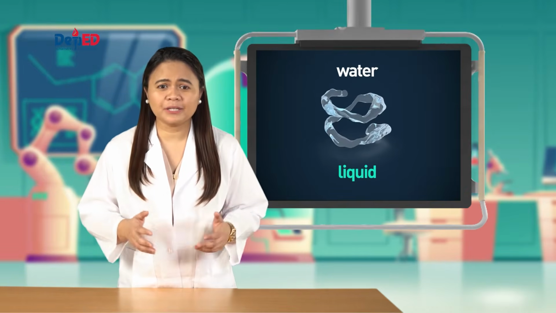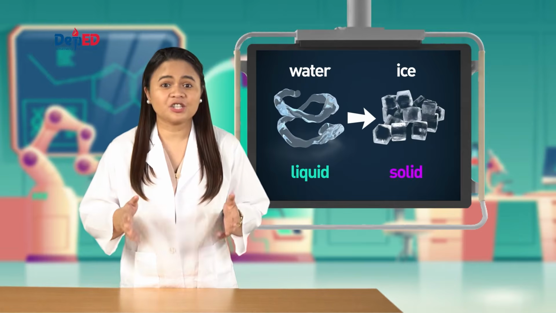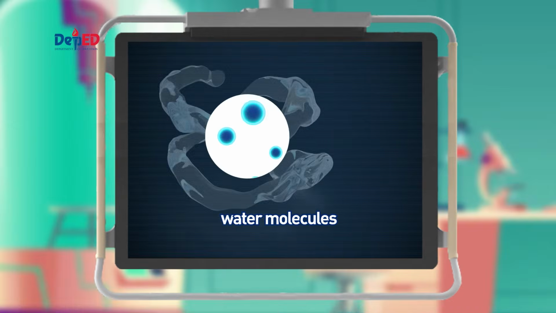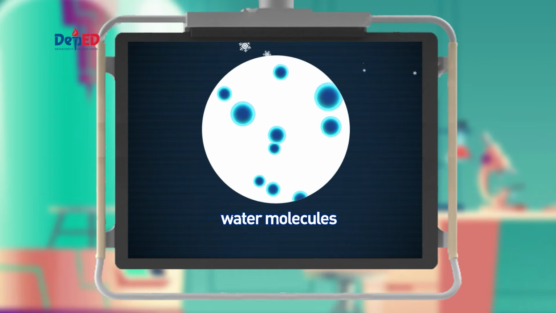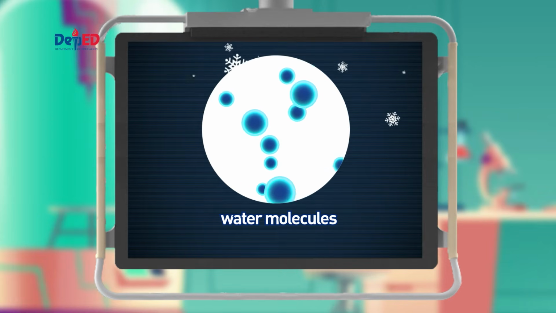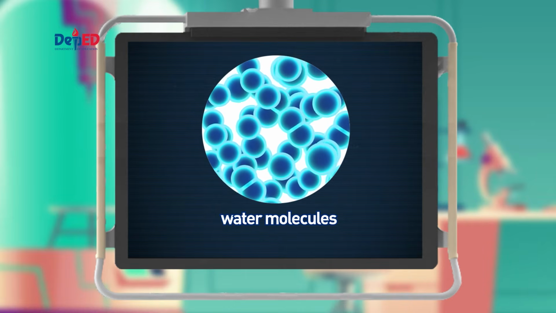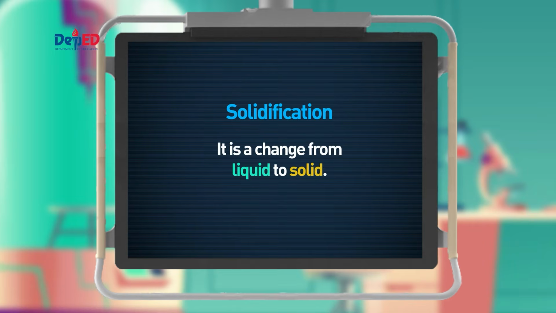Oh, what happened to the water? The water became ice. It solidifies. Water is composed of tiny water droplets, which is called a water molecule. When water is placed inside the freezer, the water molecules move closely towards each other and they move less and less. When water turns into ice, this process is called solidification.